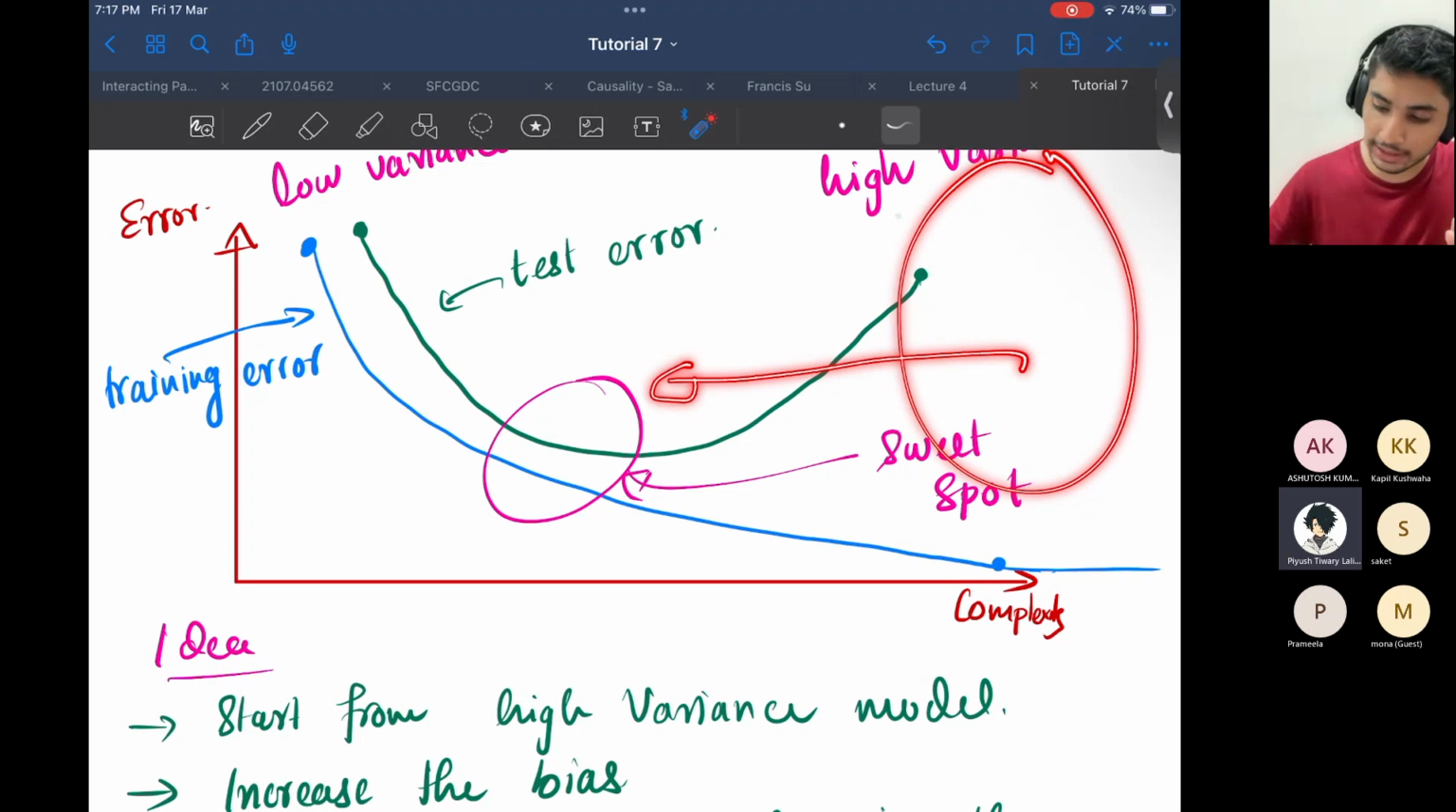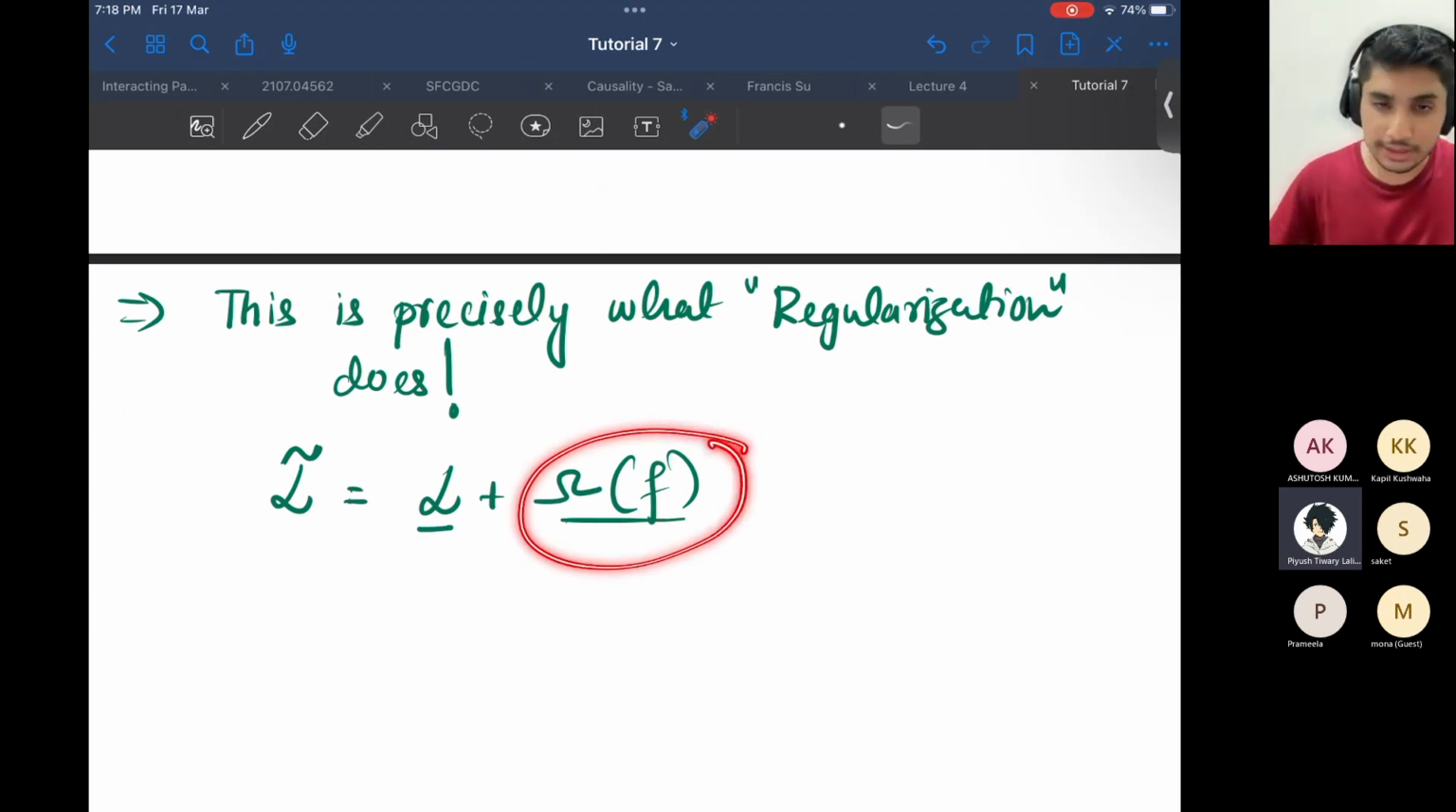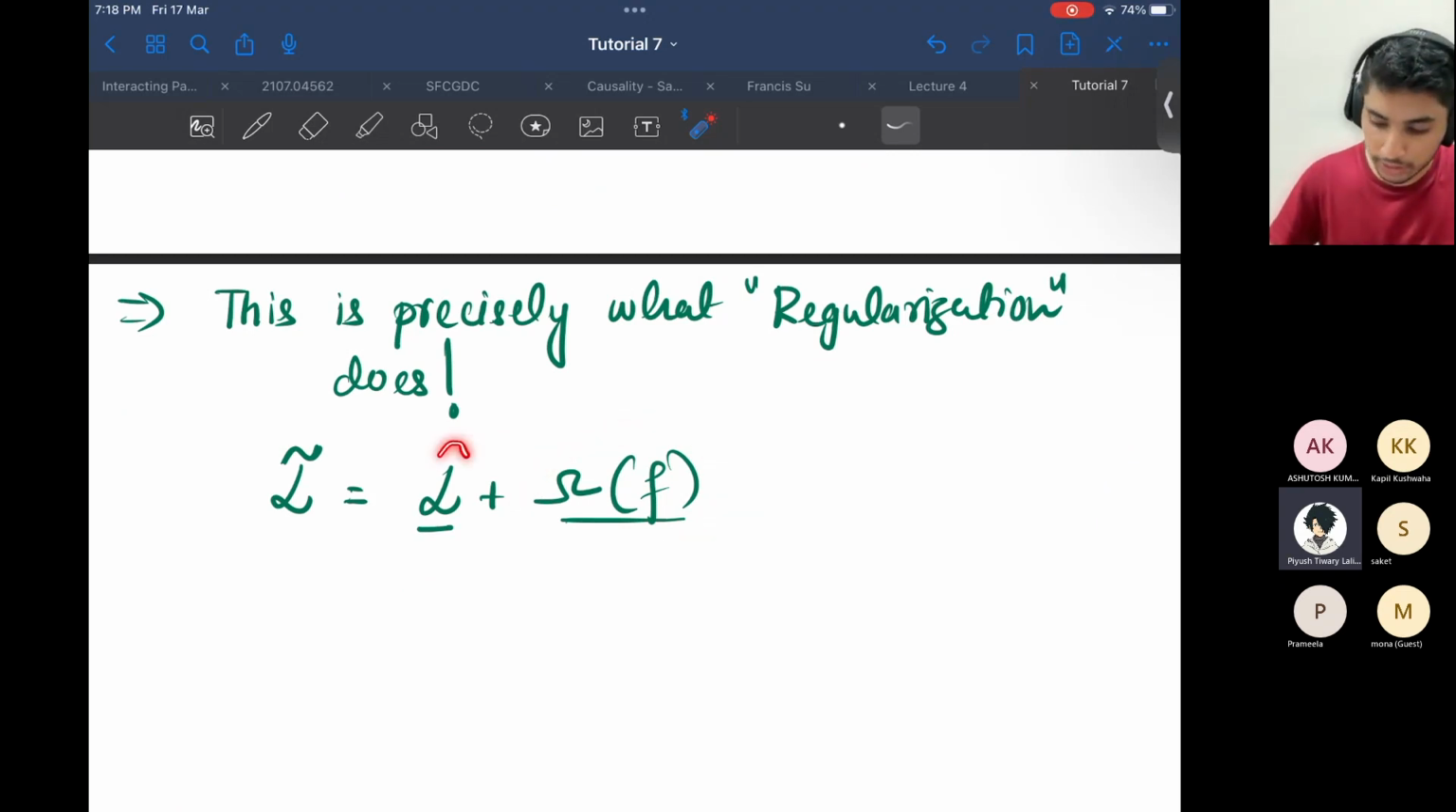You are steadily reducing its complexity. How are you reducing its complexity? Using this term. And simultaneously you are also decreasing your actual loss function that was desired. If it was a classification task, you are also reducing your cross entropy loss, but there is also a regularization term which tells you to reduce the complexity of your model.